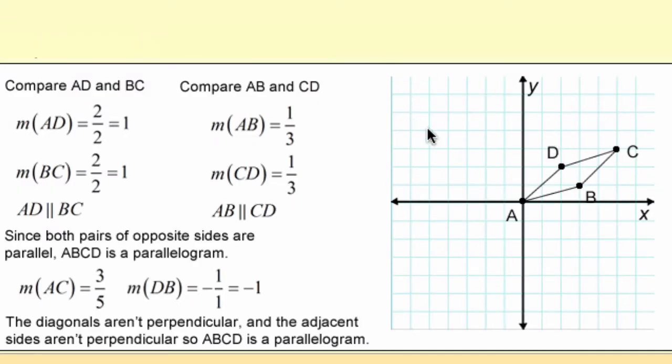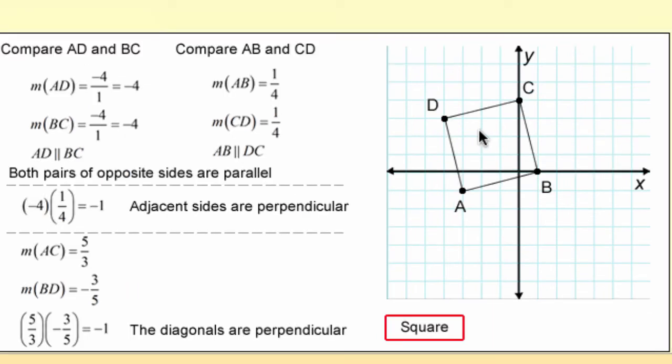Here's an example of a quadrilateral, and it's found that the slopes of the opposite sides are parallel, and that means you have a parallelogram. Now for two lines to be perpendicular, the slopes have to be opposite reciprocals of each other, or negative reciprocals. For the slope of segment AC, the slope was 3/5. To be perpendicular, the slope of DB would have to be negative 5/3, but it's negative 1. So that means the diagonals aren't perpendicular, so it's just a parallelogram and not a rhombus.